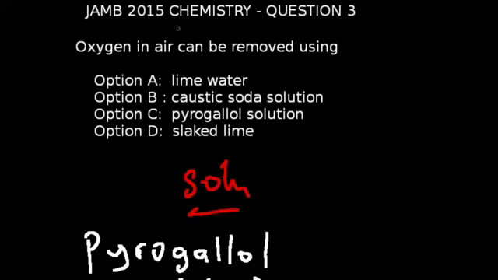Question number 3 of JAM 2015 Chemistry. Oxygen in air can be removed using... The correct answer to this question is option C.